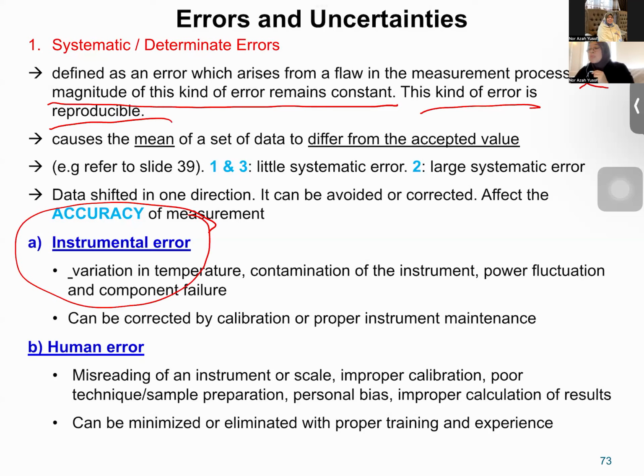Okay, instrumental error. We can avoid this by proper maintenance of the machines. We know machines have limitations and they require maintenance. So if you do the maintenance, the validation, the verification, or anything that is required by the supplier well, then there should be no issue. Unless the instrument is broken and not properly managed, then you have instrumental error.